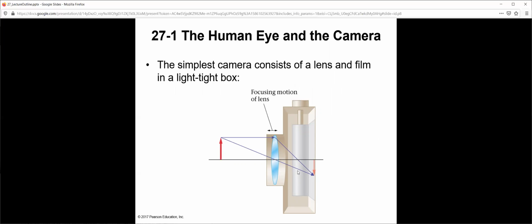A camera, a classic, well, any camera really, but this uses a film camera as an explanation. A film camera essentially works in the same manner.